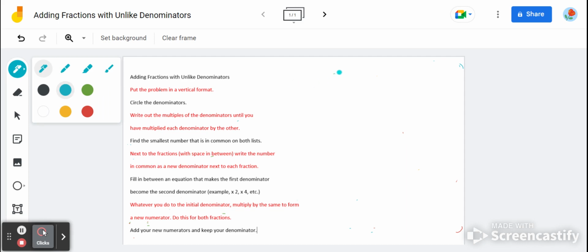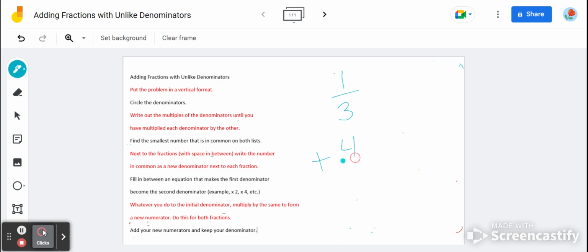And so now I'm going to do 1/3 plus 4/5. So we ask ourselves, I put it in vertical format, do I have the same denominator here? Well, I have a 3 and a 5. Are those the same thing? No. If they were the same thing, then I would just add my numerators, keep my denominators. But they're not. So I'm going to write out the multiples of the denominator until I have multiplied by the other. Sometimes you'll find a factor sooner, but let's just write out 3 5 times and then 5 3 times.